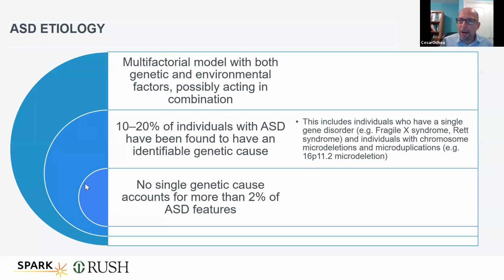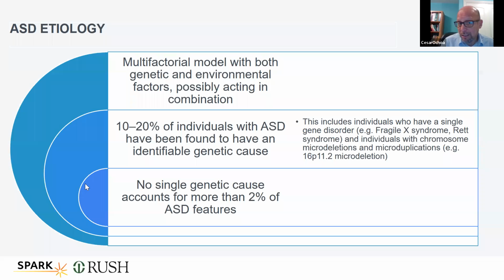So we're talking about 50 to 80%, maybe closer to 80%, genetic causality of autism. But yet, when we order genetic tests day to day, the yield of these genetic tests is only 10 to 20%. So what happens with the others? We don't understand very well.